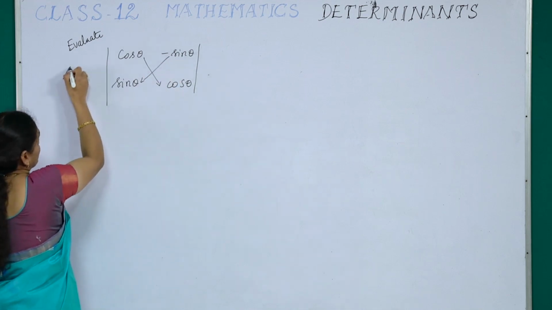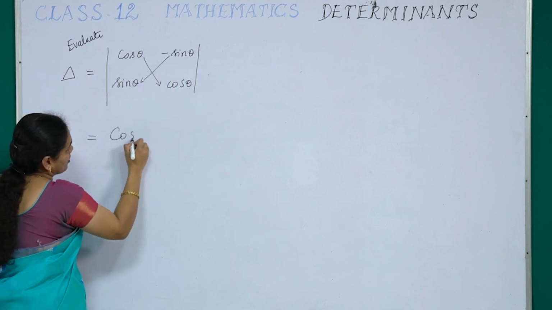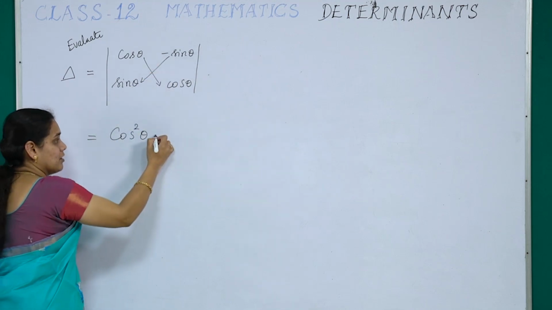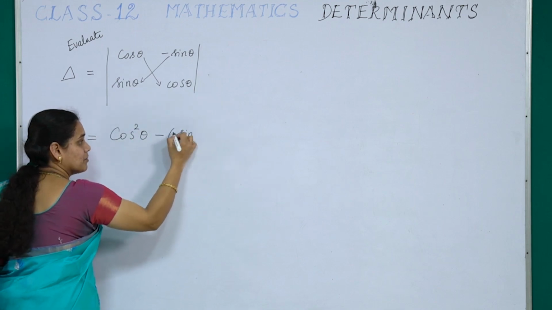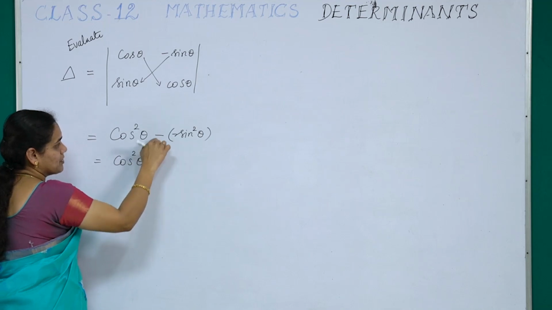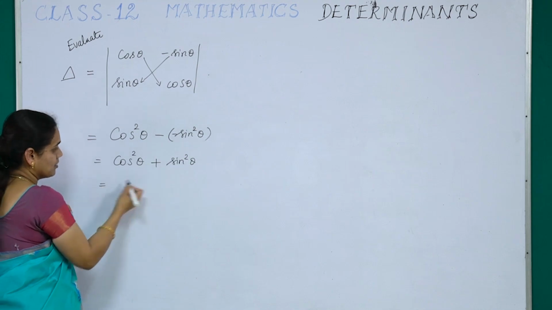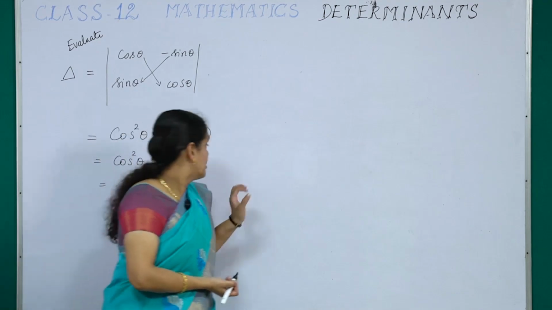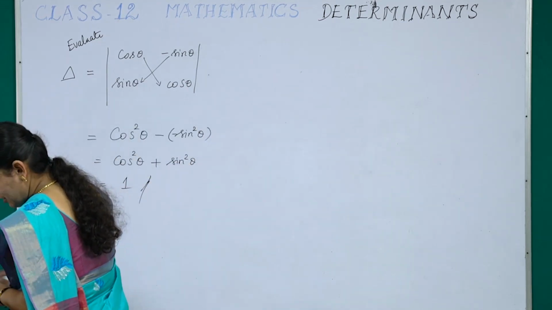So let it be delta. If we multiply, we get cos squared theta, and here minus of minus sin theta into sin theta, that is plus sin squared theta. We all know this identity, sin squared theta plus cos squared theta is 1. So, that is all. This is the answer.